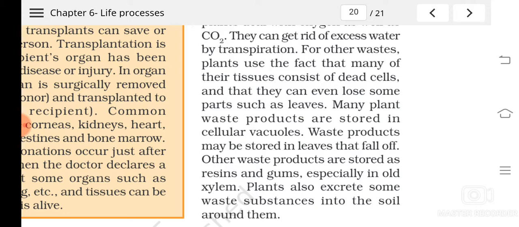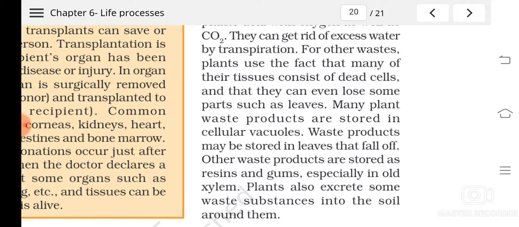Lenticels and stomata are used for the excretion of gaseous waste materials. And how do they get rid of other waste materials? Some plants store waste materials in their body parts. When these parts shed off or get removed from the plant, they get rid of the waste materials. It's like the shedding of leaves.